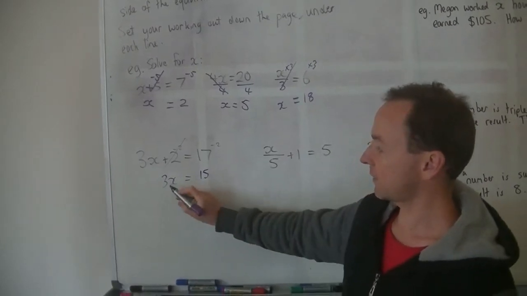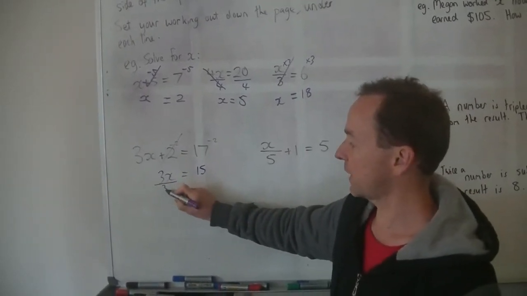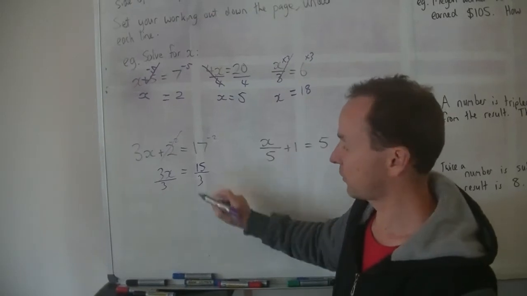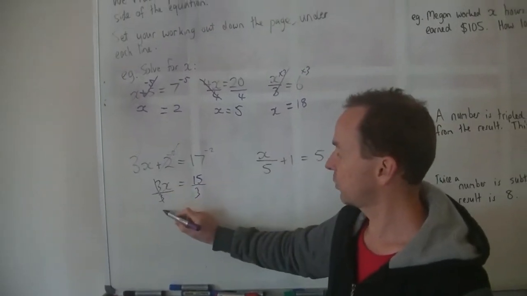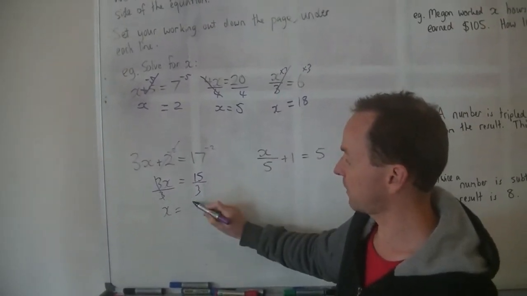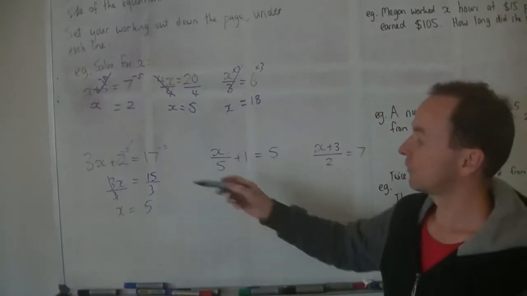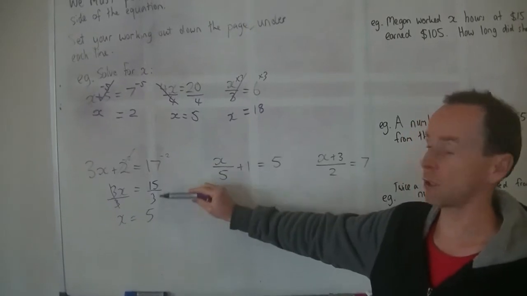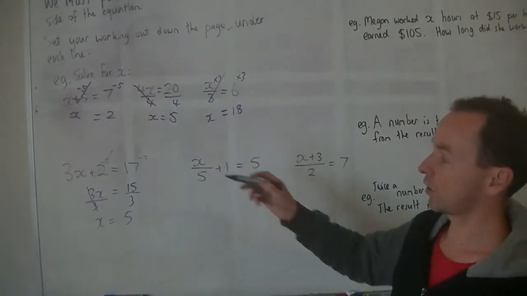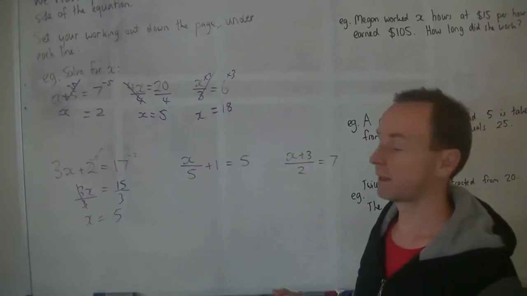Now we've got 3x. How do we get rid of times by 3? We divide by 3. Which side? Both sides. They cancel. You're left with x equals 15 divided by 3, which is 5. That's a two-step equation. So these are the steps of working out that you must show. If you just go straight to the answer, you'll lose a mark definitely.